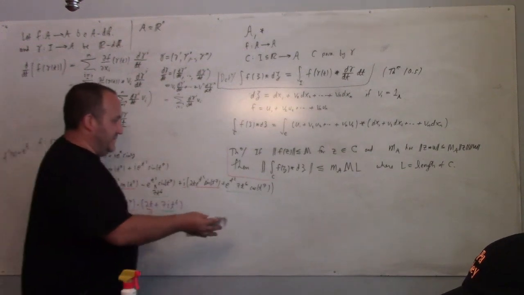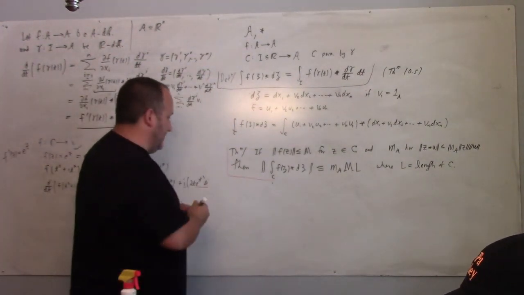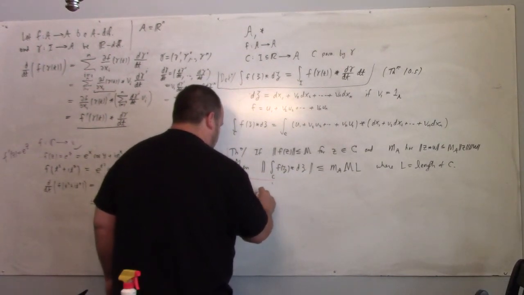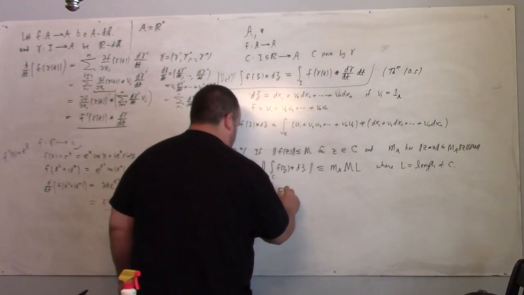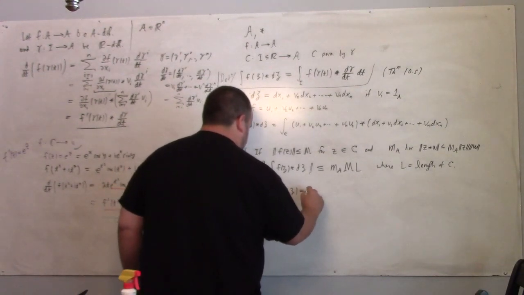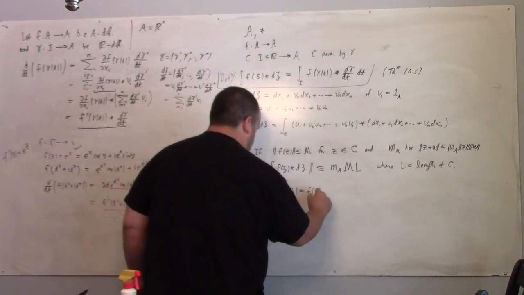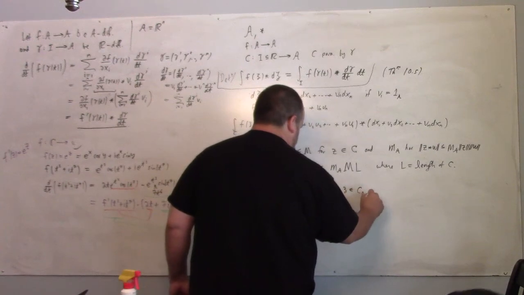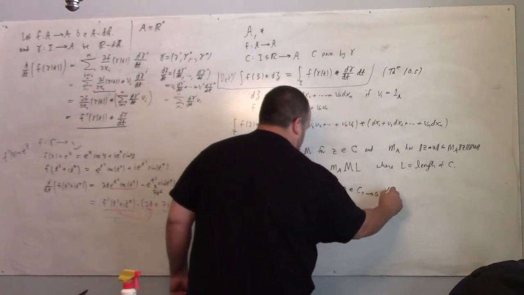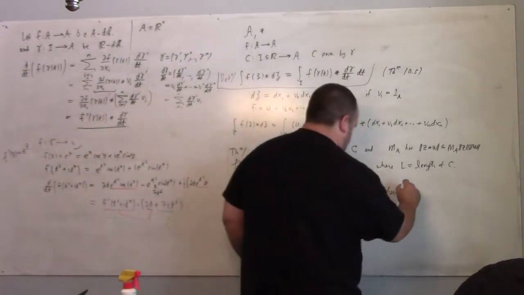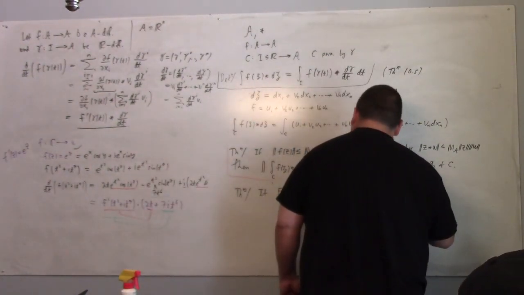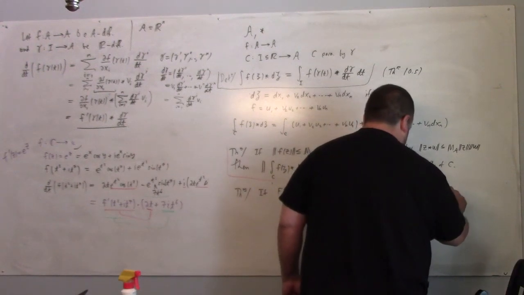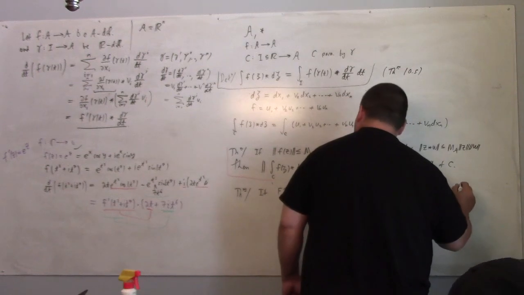namely this one, that if we have F prime of zeta is equal to f of zeta, for zeta in C, which goes from P to Q, right? Then the integral over C of little f of zeta star d zeta is equal to big F of Q minus big F of P.